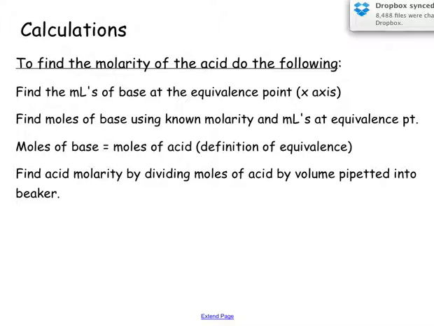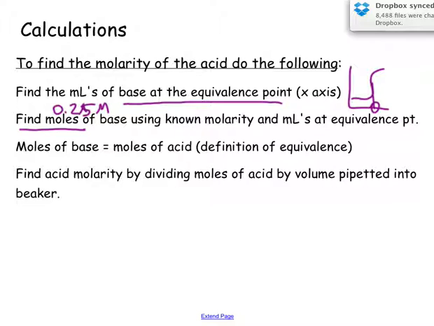So as far as calculations go, this is exactly what we did in class. To find the molarity of the acid, you first find the mLs of base at the equivalence point. So that's the mLs of base, remember, in the middle of that sharp rise. So you're going to take those mLs, you're going to use those along with the molarity of that base, which was 0.25 molar, and you're going to find moles of the base.